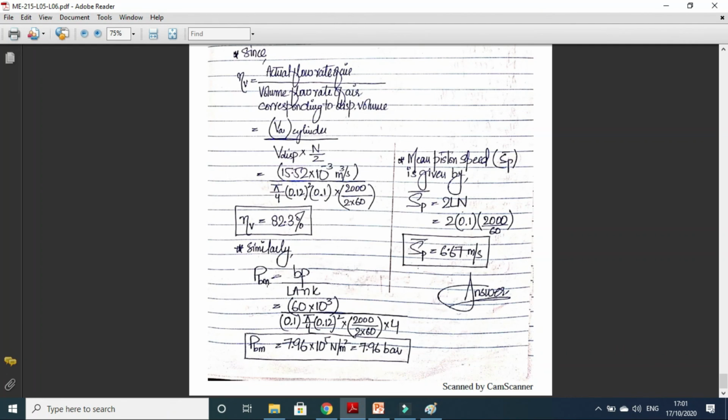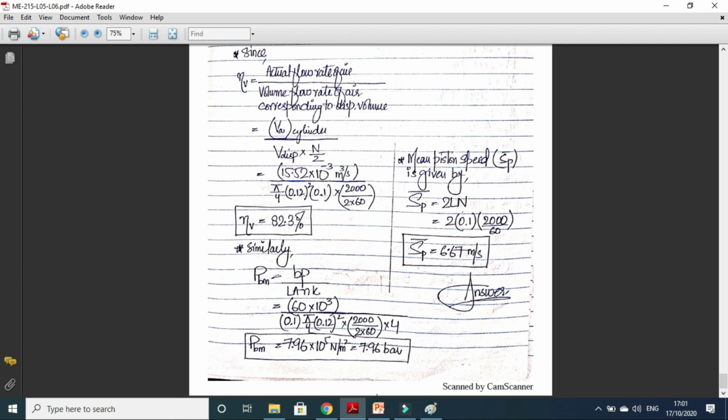The formula for the brake mean effective pressure is this: brake power is known, L is known, pi by 4 d square, the bore, is known, n is known, k is known. So we can find the mean effective pressure, and the mean piston speed formula is 2LN, and we can find Sp, like 6.67 meter per second.